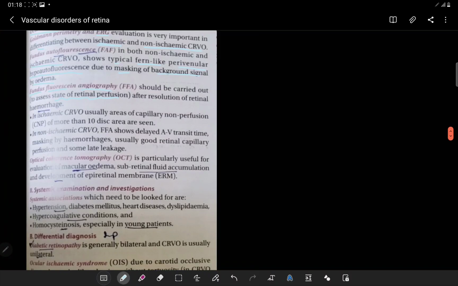We can go with optical coherence tomography. In ischemic CRVO, we usually have areas of capillary non-perfusion of more than 10 disc areas. In non-ischemic CRVO, FFA shows delayed AV transit time. Now we have the OCT. OCT is useful for evaluation of macular edema, subretinal fluid accumulation, or the development of epiretinal membrane.